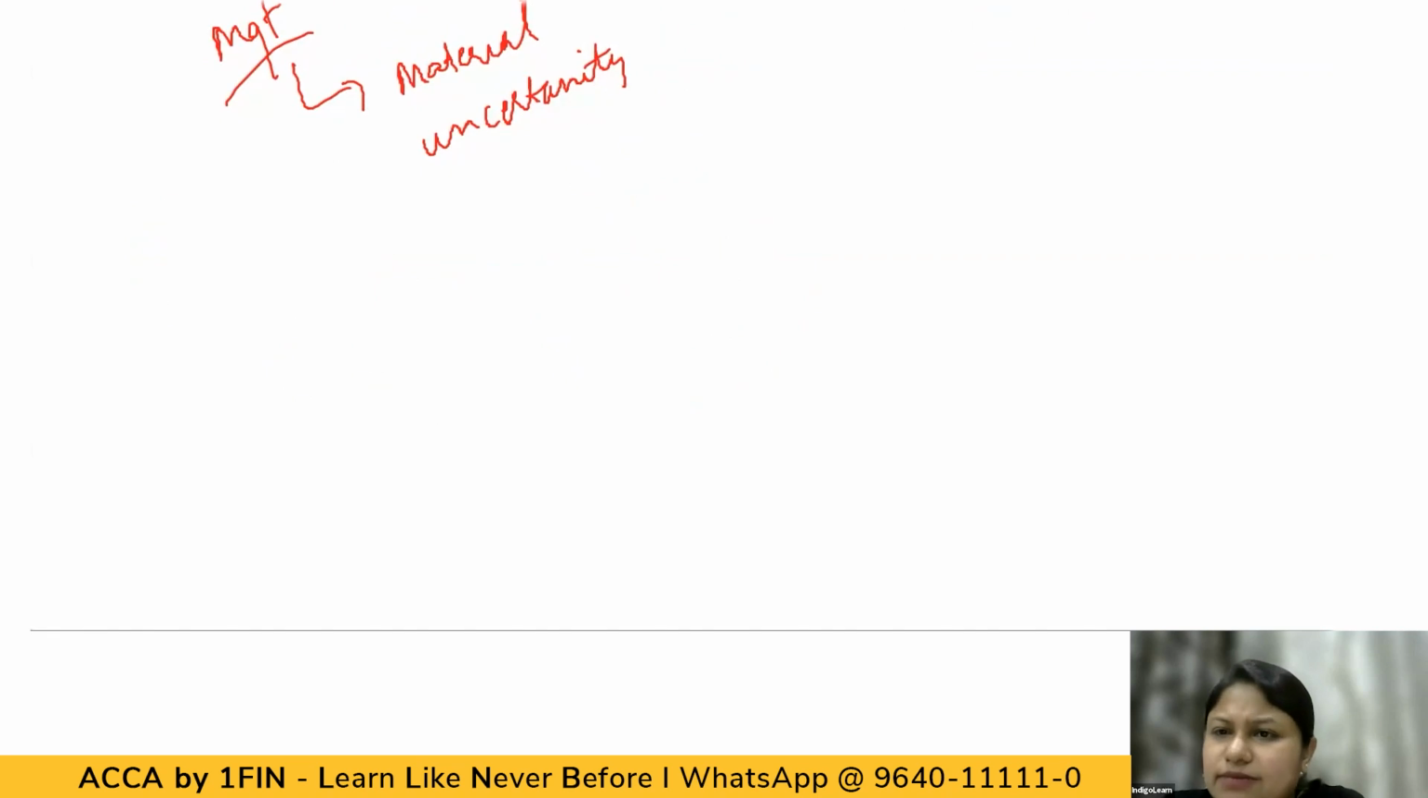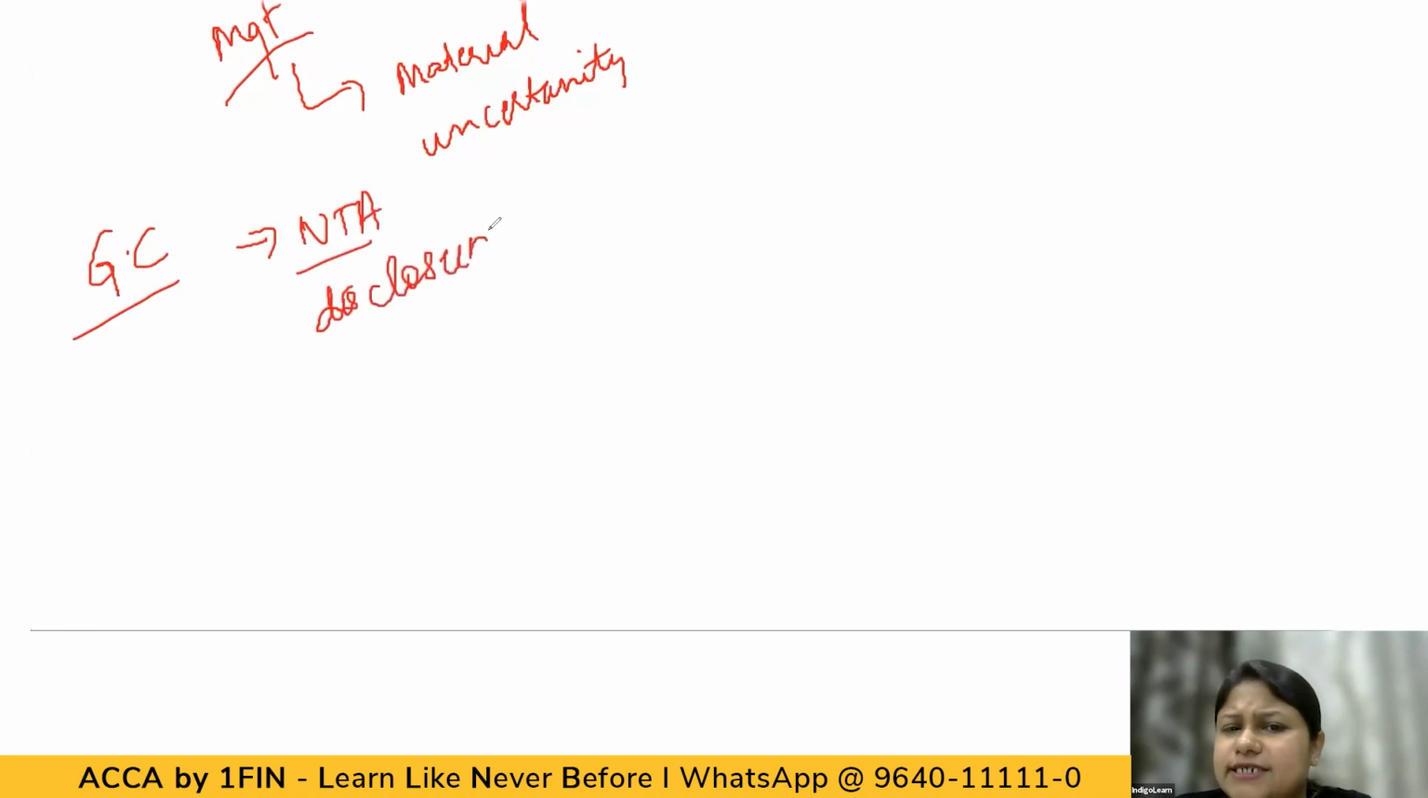However, the management sometimes will have a very good backup plan. They'll have a mitigation plan. So when the management has a material uncertainty present, but they also have a backup plan, then obviously they'll prepare the financial statements as per going concern. But in the notes to accounts, they're required to give a disclosure regarding this kind of uncertainty and also the impact of this uncertainty.